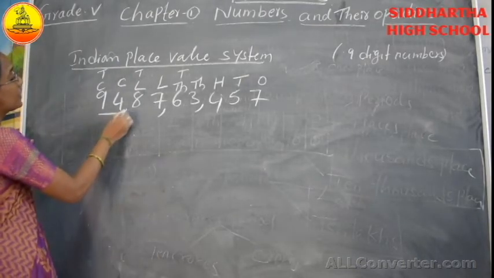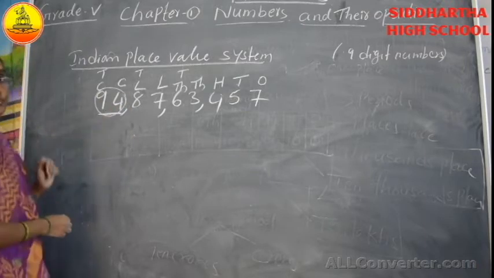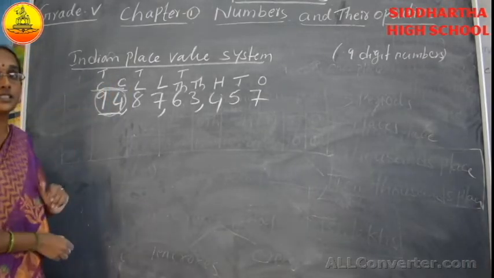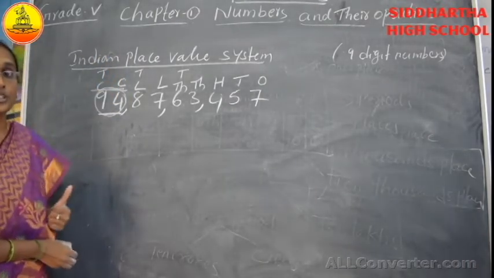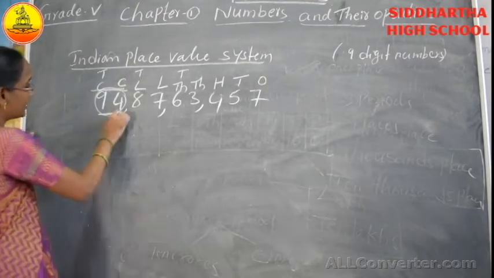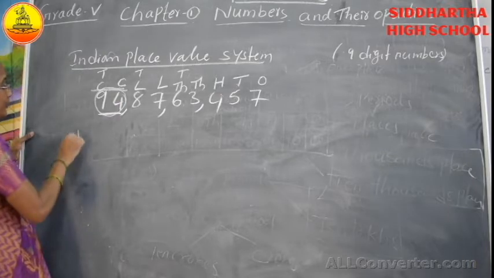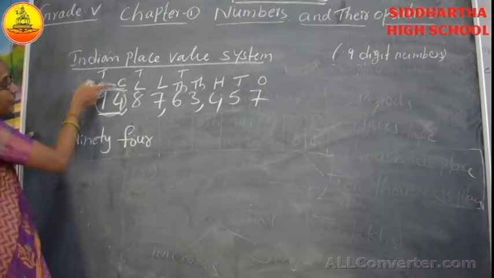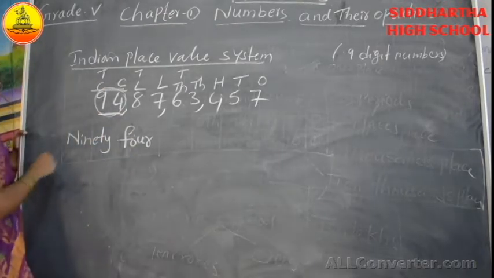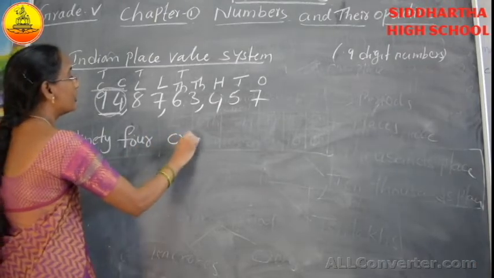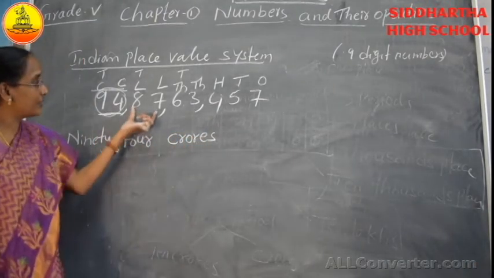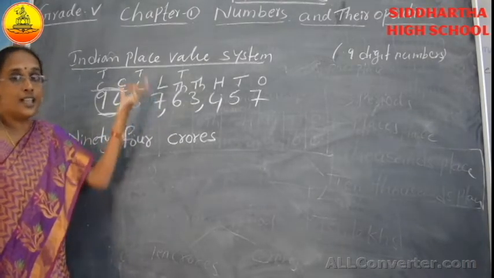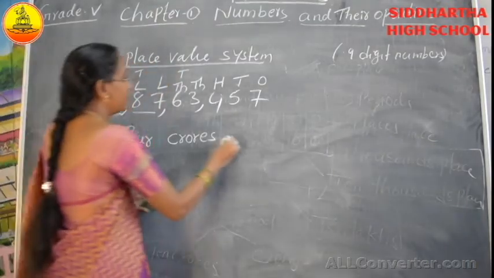Okay, children. In this one, which number is before the first comma? 94. In which period is 94? Crores and 10 crores places, which is considered the crores period. So 94 crores. Next one, 87. In which period is 87? Here, lakhs and 10 lakhs, which are considered the lakhs period. So, 87 lakhs.